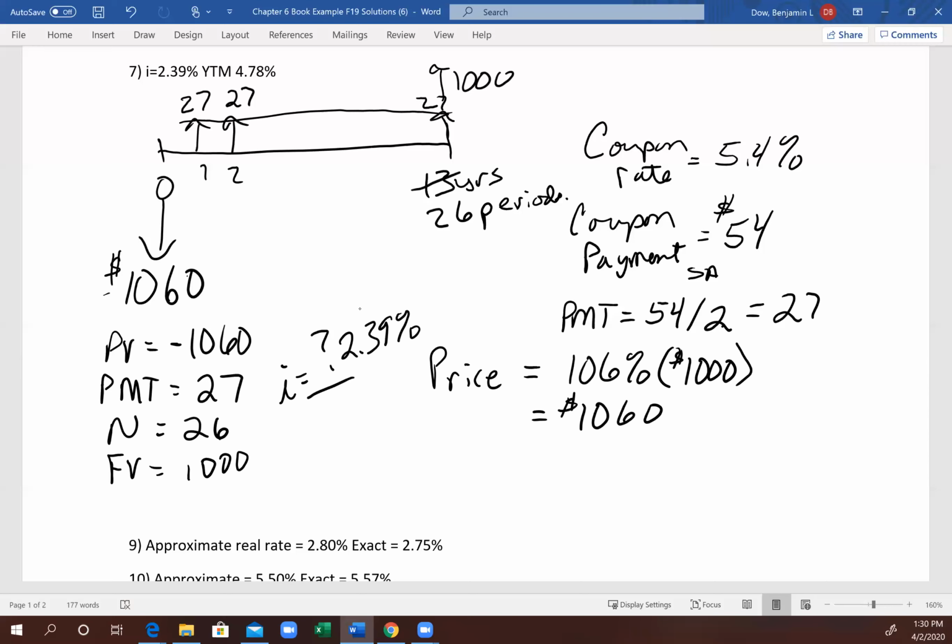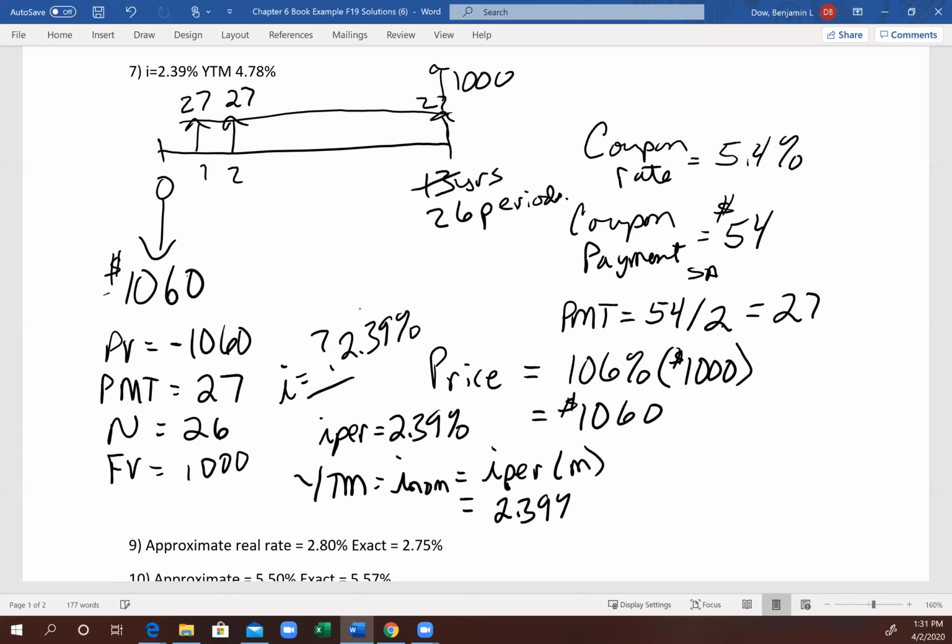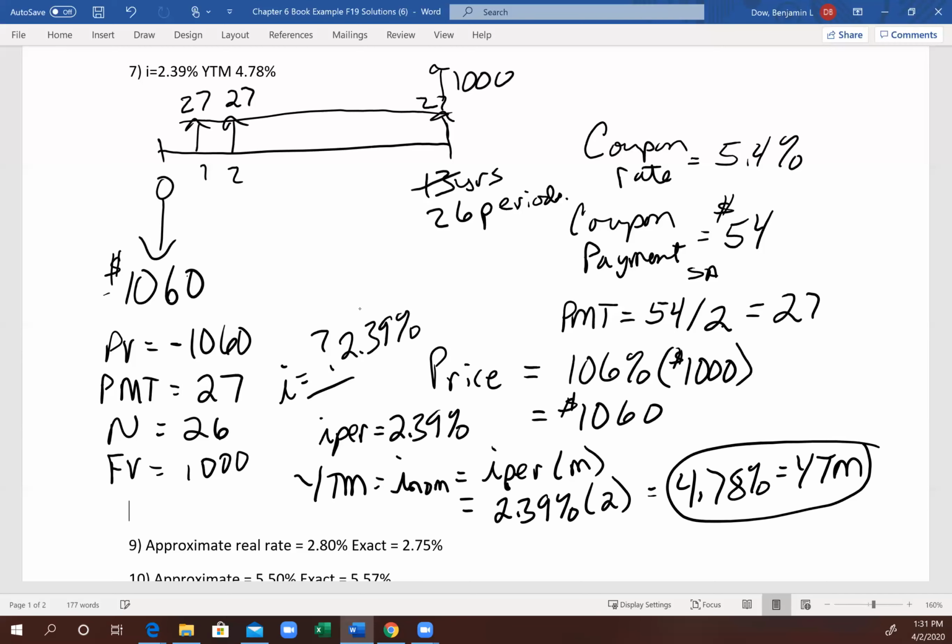That is not our yield to maturity. That's a periodic interest rate. The yield to maturity is a nominal interest rate. So it's going to be equal to the periodic interest rate times the multiplier. The yield to maturity would be 4.78%.